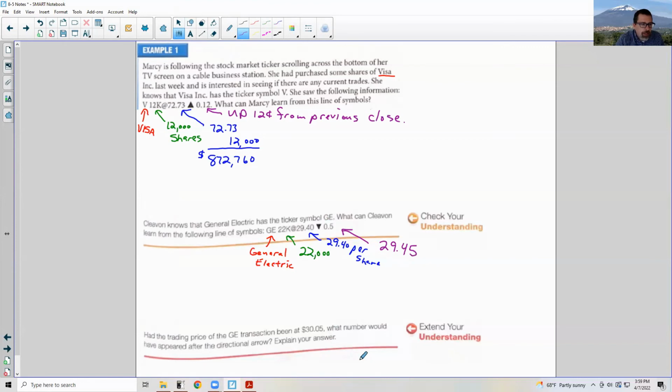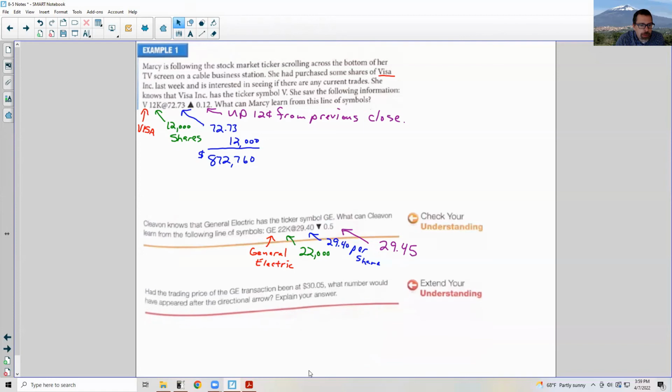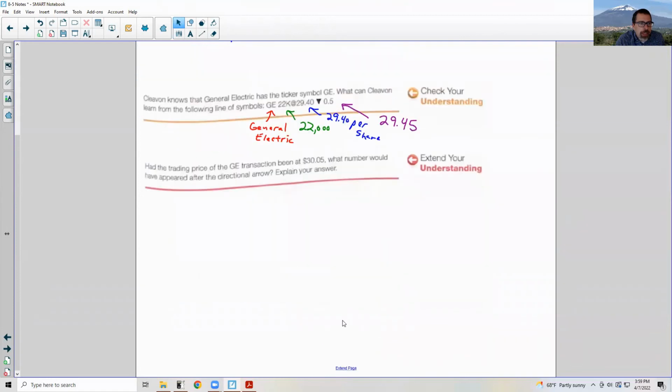All right. And let's just keep going here. Let me extend the page. And now it says, had the trading price for the GE transaction been $30.05, what number would have appeared after the directional arrow? So we would still have GE. We would still have the number of shares of 22,000. And then we'd have the at symbol 30.05.